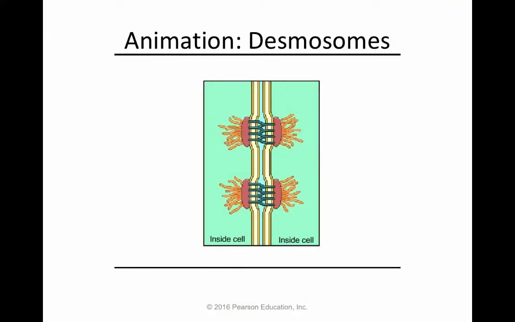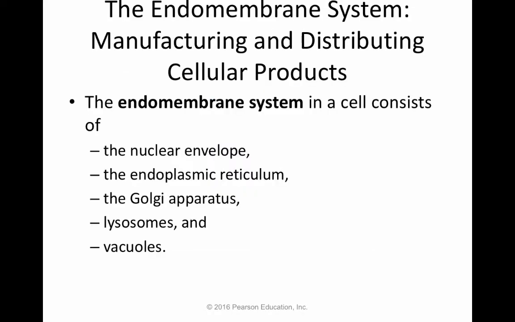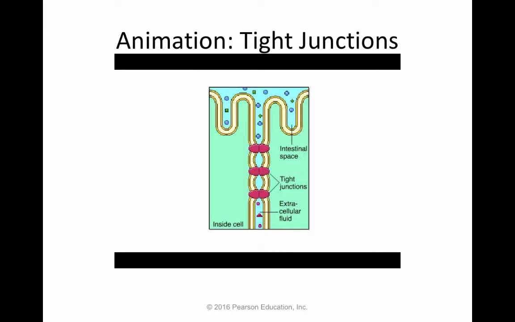Whereas in tight junctions, you can see they're really close together and those ions and water and everything else can't get through. So these are something that you would see in the digestive system, where you don't want any water or anything to leak out between the cells.